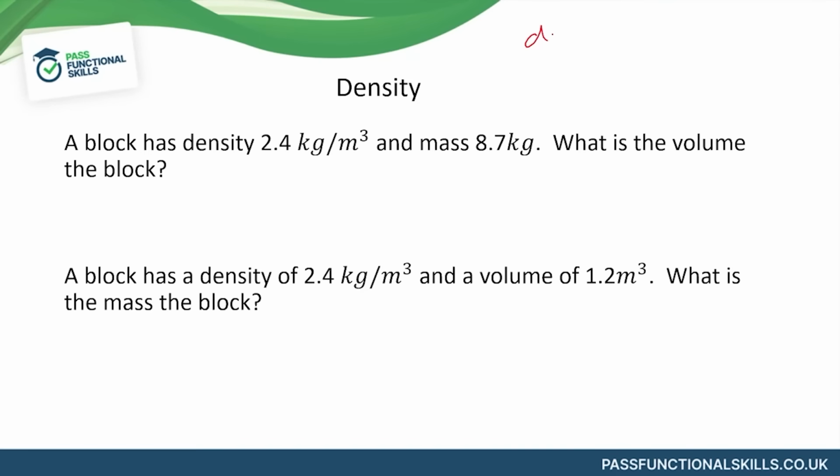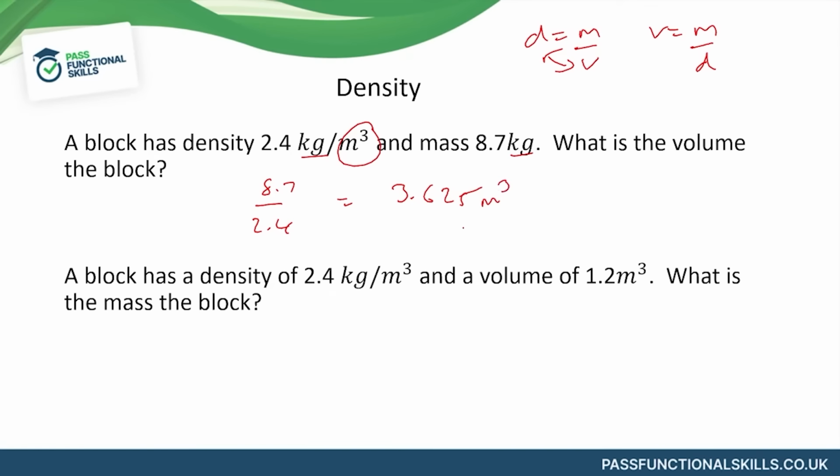Okay, so density is the mass over volume. Do the little swapsy. Volume is mass over density. So again, let's just double check we've got the units aligned, kilos and kilos. So the mass is 8.7 and we're dividing that by 2.4. 8.7 divided by 2.4 tells me that the volume is therefore 3.625, and that is going to be cubic meters. Okay, again, cubic meters, so that's all good.